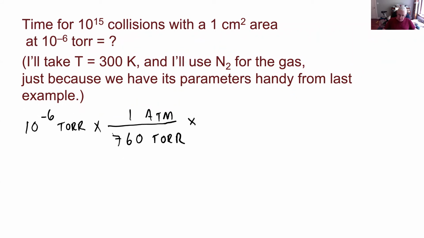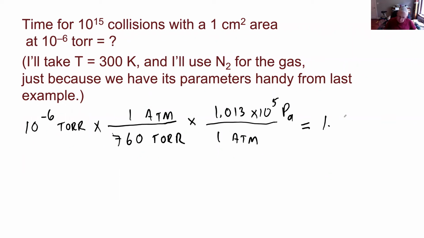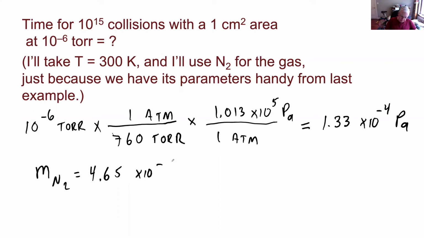And then I also happen to know that 1 atmosphere is equal to 1.013 times 10 to the 5th pascals. Because that's just a thing that everybody knows, right? No, it's really not, but it's okay. If you were doing this, you might very well have to look up a conversion factor. You might, in fact, look one up that went straight from torr to pascal, and that would be just fine. I happen to know those two, so I use those. If I divide that out, I get 1.33 times 10 to the minus 4 pascals. I'm also going to make a note here that the mass of a nitrogen molecule in kilograms is equal to 4.65 times 10 to the minus 26 kilograms.